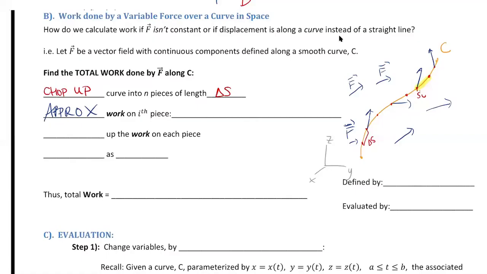Okay, so we're going to approximate the work on this ith piece as being approximately equal to, we're going to call this vector right here F sub i. And so it's going to be the dot product between F sub i and a vector that's approximating the displacement, we'll call it d sub i, as if it was a constant displacement. So I'm basically just trying to do it between my two little red points here where I've chopped up the curve, and we're going to call this green vector d sub i.